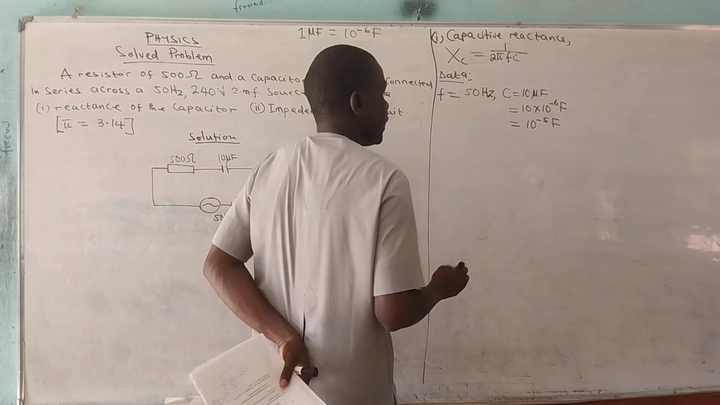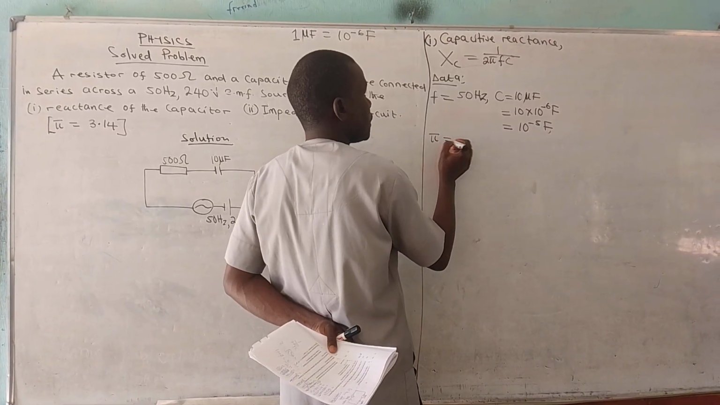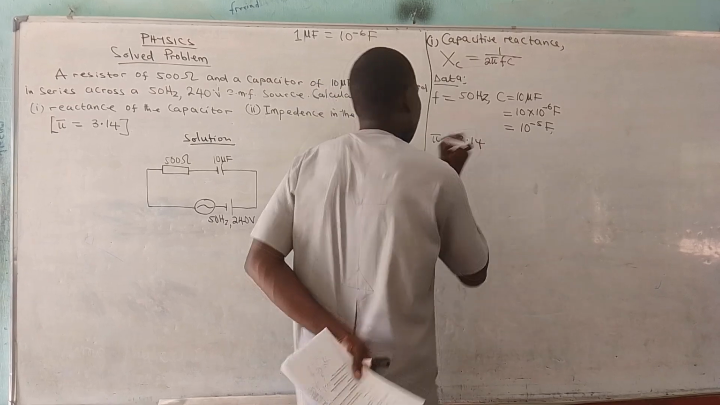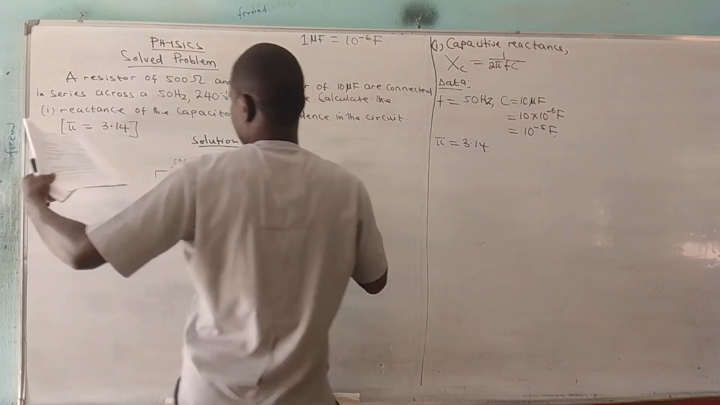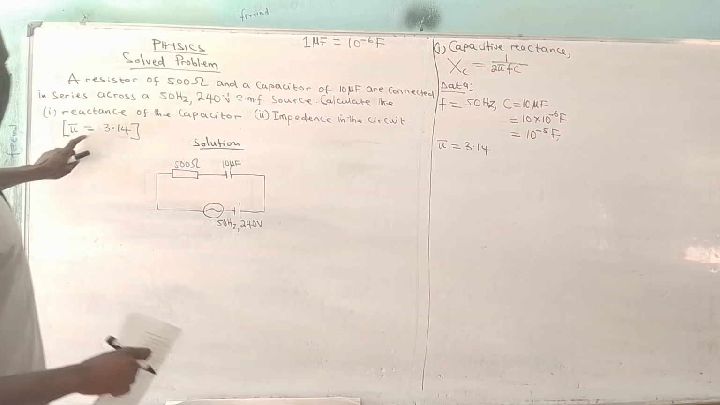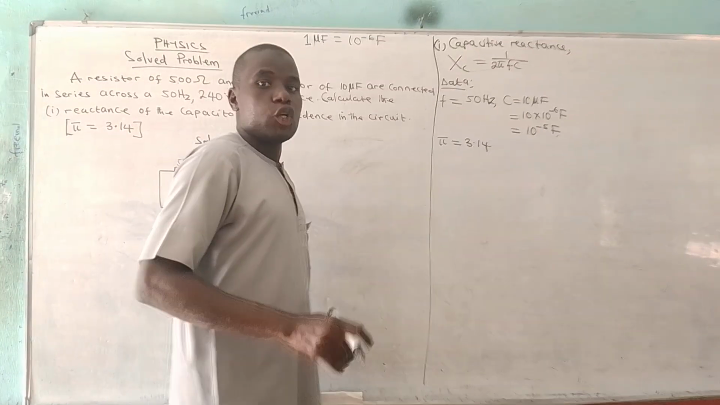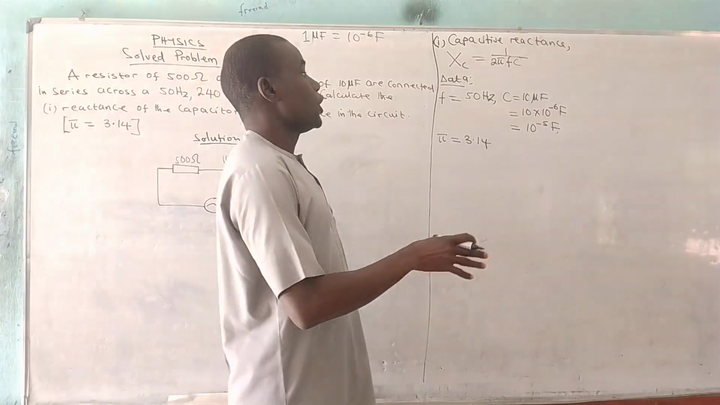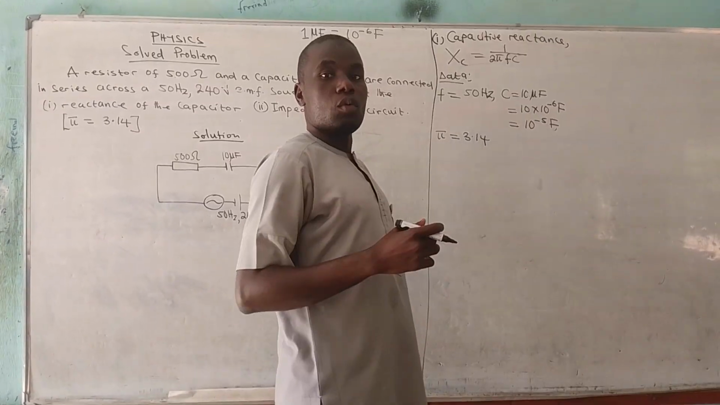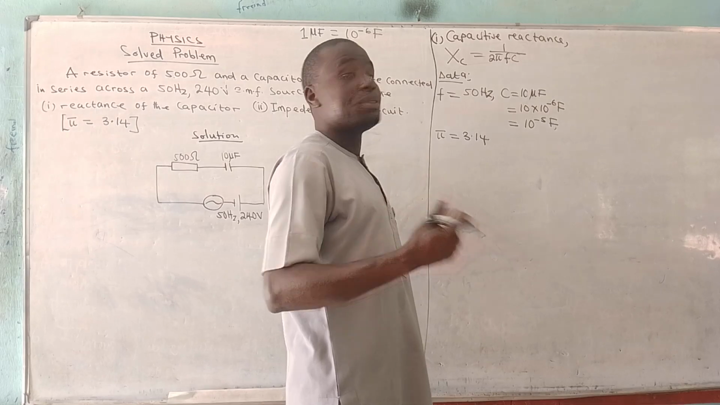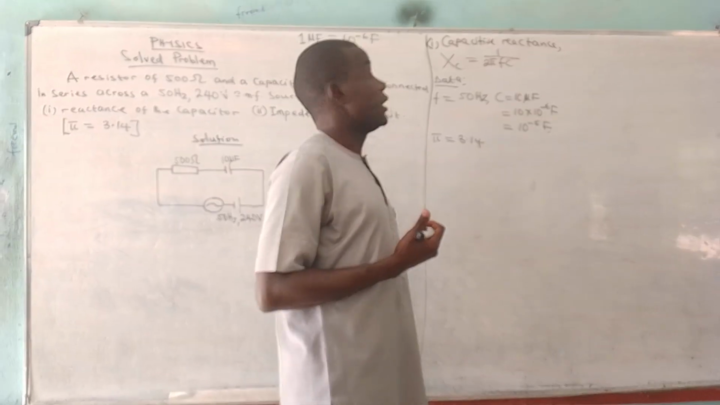10 to the power minus 5 farad. And pi is 3.14, which is given. They say we should take pi to be 3.14. So let's take these values and substitute them into this formula in order to find the capacitive reactance, that is the opposition caused by the capacitor itself.